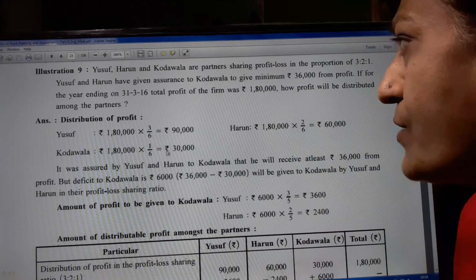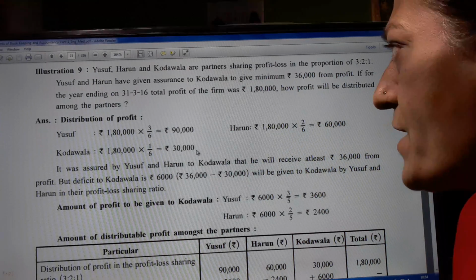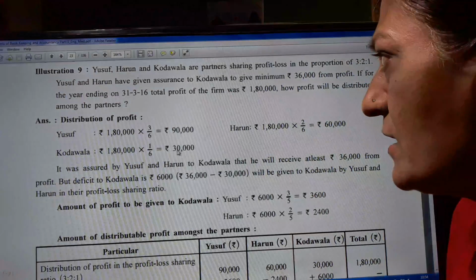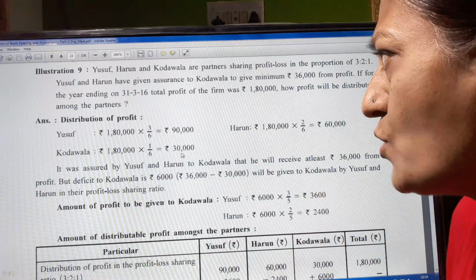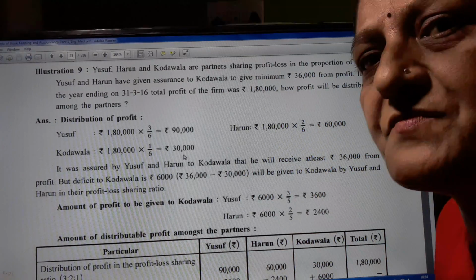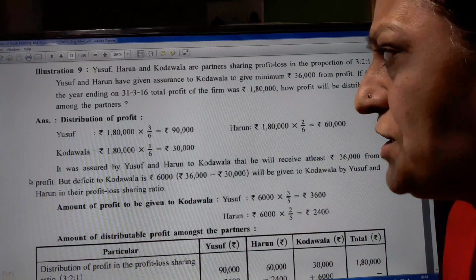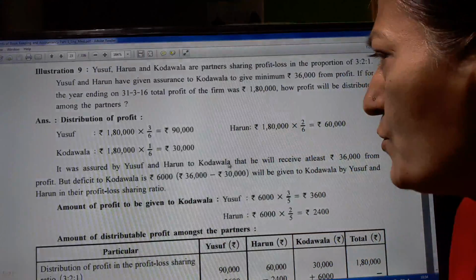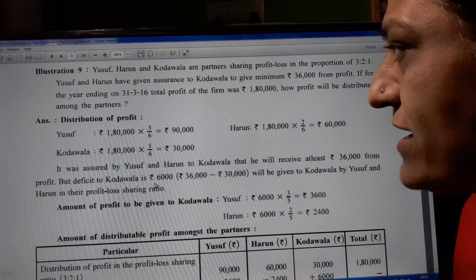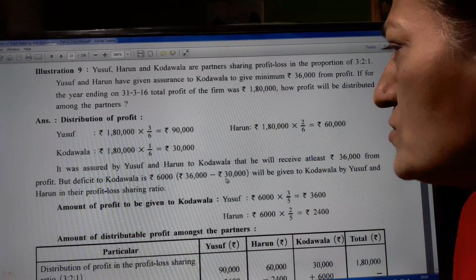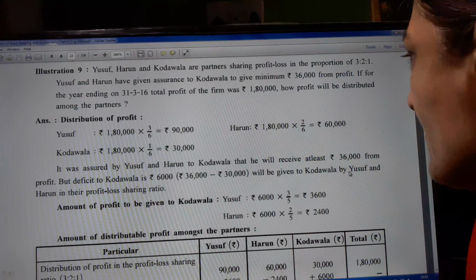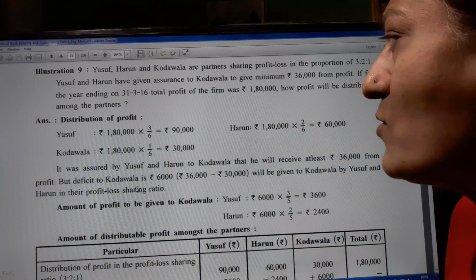Here Harun and Yusuf gave the assurance to Kodawala that he will get a minimum amount of 36,000. But here, as per the profit and loss sharing ratio, Kodawala received only rupees 30,000. So a 6,000 rupees deficit amount is there. It was assured by Yusuf and Harun to Kodawala that he will receive at least 36,000 from the profit, but the deficit to Kodawala is 6,000, means 36,000 minus 30,000. This deficit amount will be given to Kodawala by Yusuf and Harun in their profit and loss sharing ratio.